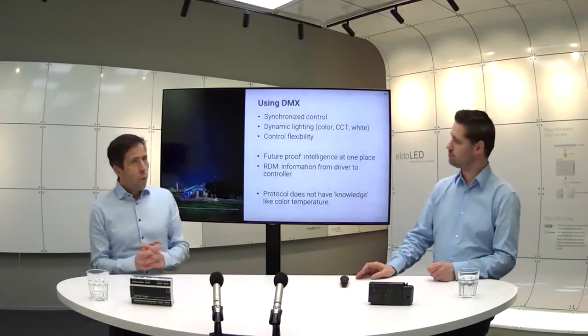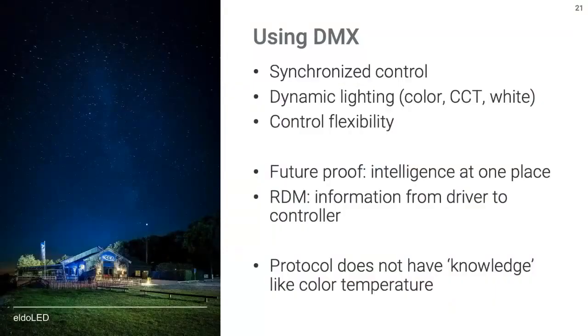So why are people using DMX, right? The main benefit is because it's so fast, right? It's 33 times per second. It's sending all the data. It is very easily possible, at any scale of installation, to make the lighting react in perfect synchronization.